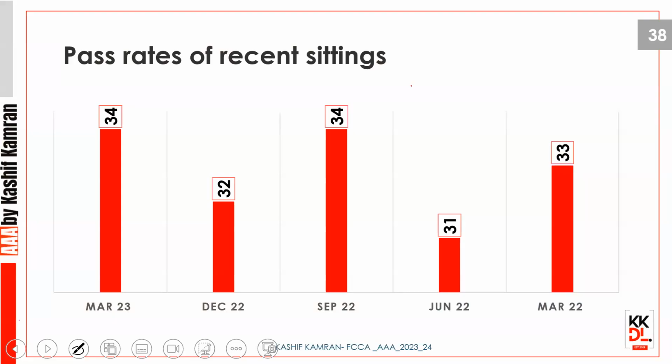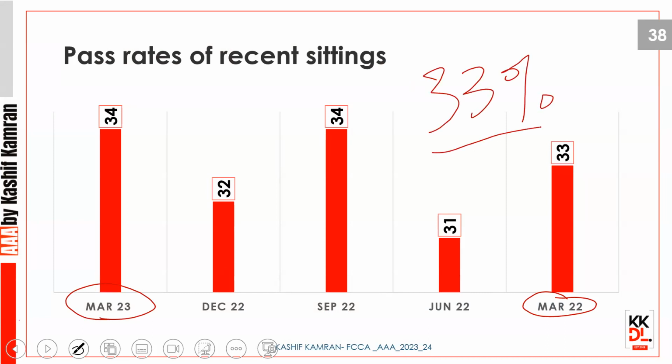You know the passing rates in AAA are low, and among all the strategic optional papers, ATX, AFM, APM, AAA has the lowest. You can see that in front of your screen. From March 22 to March 23, over the last 5 exam sittings, on average 33% of students pass the AAA paper and 67% fail. It is such a standardized, organized, well-structured paper, Section A, Section B. You know which syllabus areas will come in, with lots of knowledge coming from AA and SBR. Students are still failing. That means there is some problem with the way you're writing the answer.